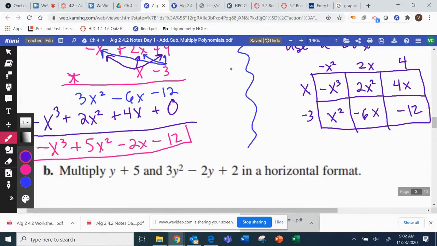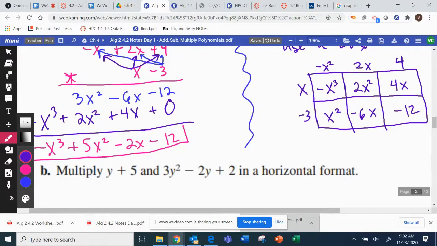And before I finish this, hopefully you can see that both of these methods were almost exactly the same. We're getting the exact same numbers. It's kind of in a different format. To finish this, we look for like terms, usually, but not always, they are on columns, not columns. What is this? Diagonals. Yes, Nina.